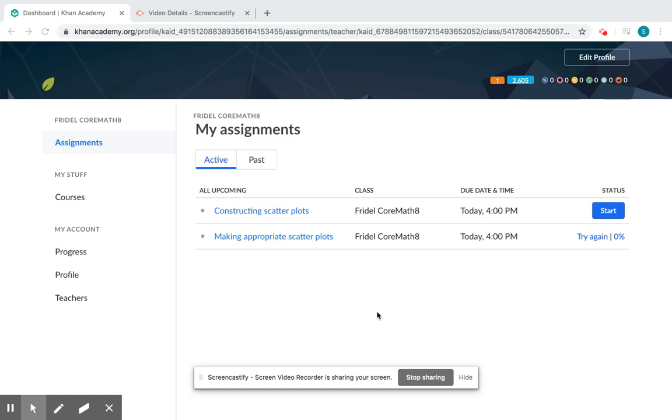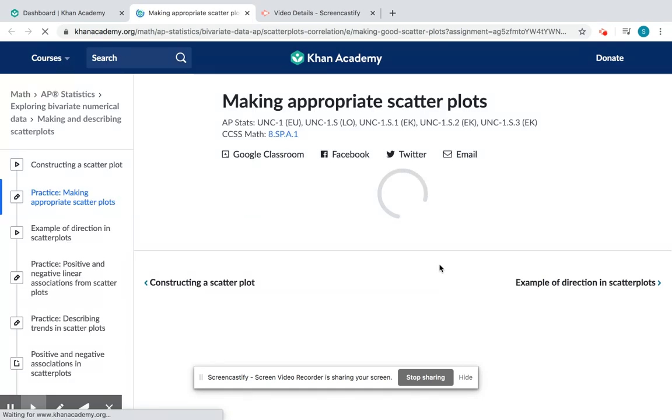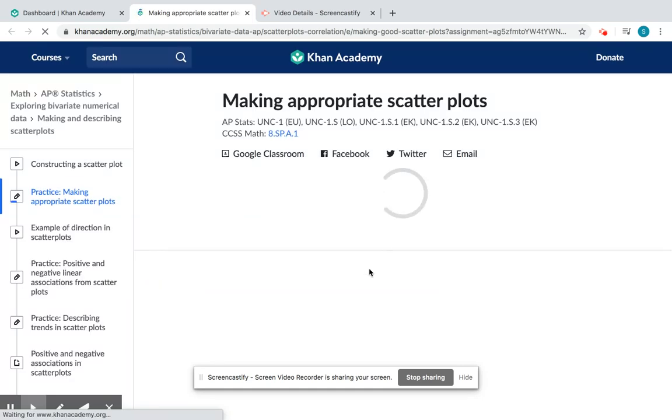Hey guys, we are moving on to the second part of Khan Academy, which is making appropriate scatterplots. We originally did constructing scatterplots, where the X and Y axes were already labeled and already had numbers input for us. But if we were going to start constructing scatterplots from scratch, we would have to know how to make an appropriate scatterplot. So I'm going to go into this first section, and we're going to talk a little bit about what these graphs should look like and how we should build them.